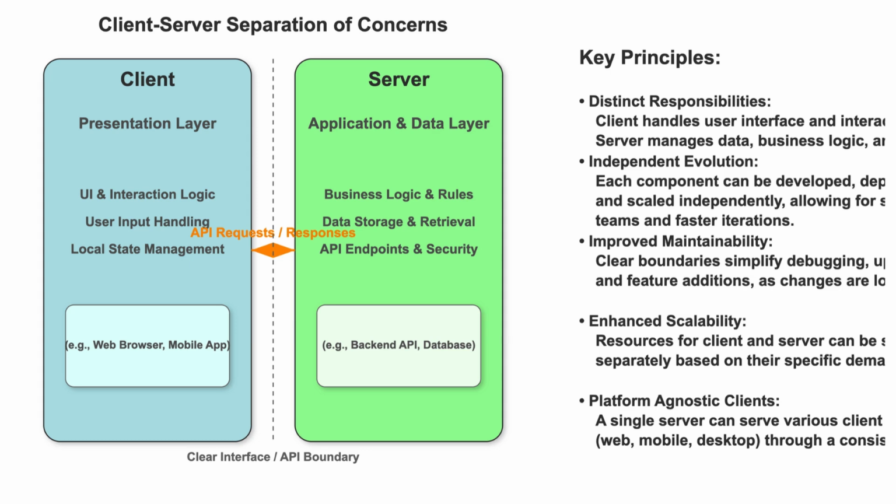Then, we have a layered system. Clients generally don't know if they're connected directly to the end server or an intermediary. This allows proxies, load balancers, or gateways to be introduced to enhance scalability, security, and performance without affecting the client. Take a look at the layered system architecture diagram.